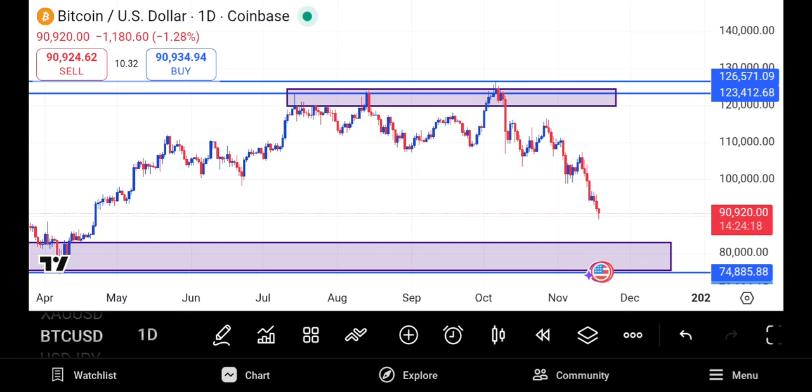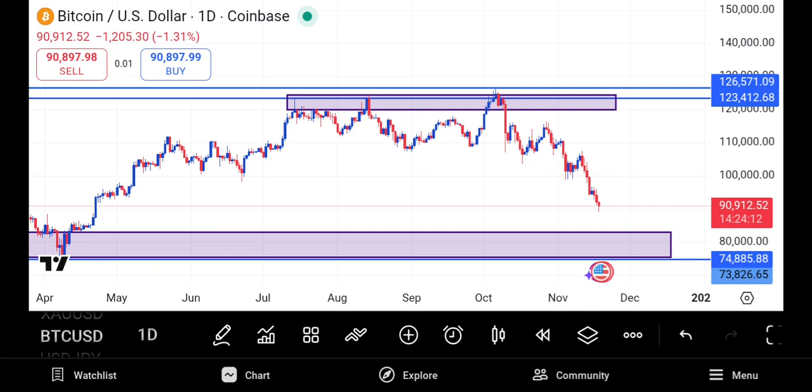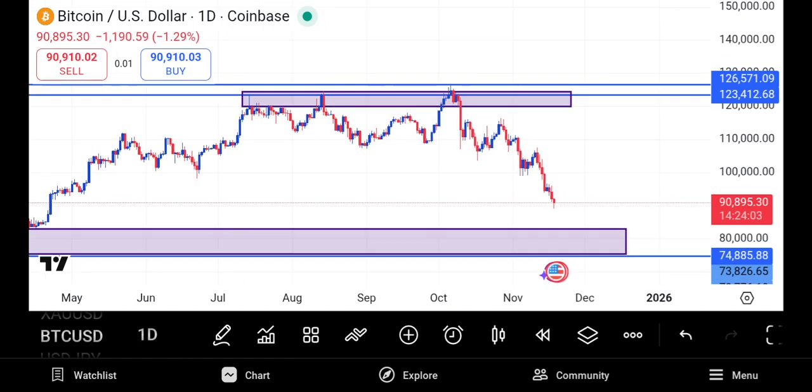So today I'm looking at Bitcoin USD. Usually I start on the daily time frame and go to the 4 hour, 1 hour, and then I execute on the 15 minute. So already my strategy is supply and demand, which is support and resistance.